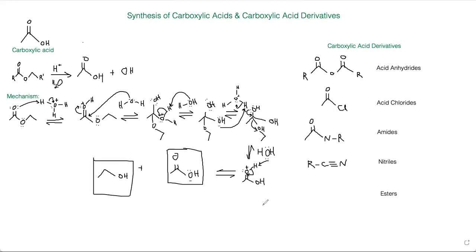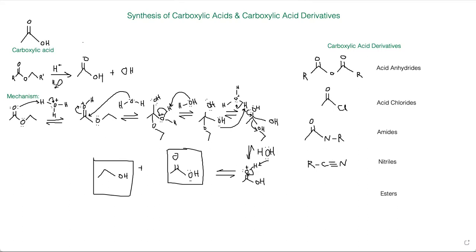So a very similar mechanism happens for the hydrolysis of acid anhydrides as well as acid chlorides, because these are both acid catalyzed hydrolyses, which result in carboxylic acids.